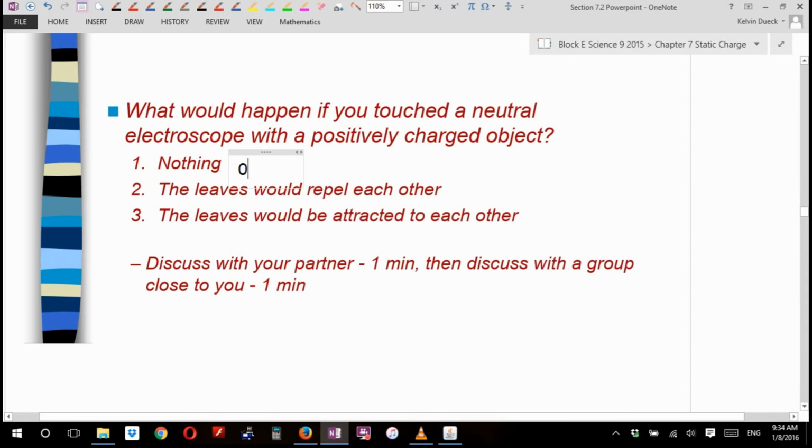Who says they're going to repel each other, Mr. Dewick? They're going to repel each other because something, I don't know, like repel. Okay. Who says they're going to attract each other? They're going to attract each other. Who didn't vote? I don't know. That's not an option. That's not what I gave you.